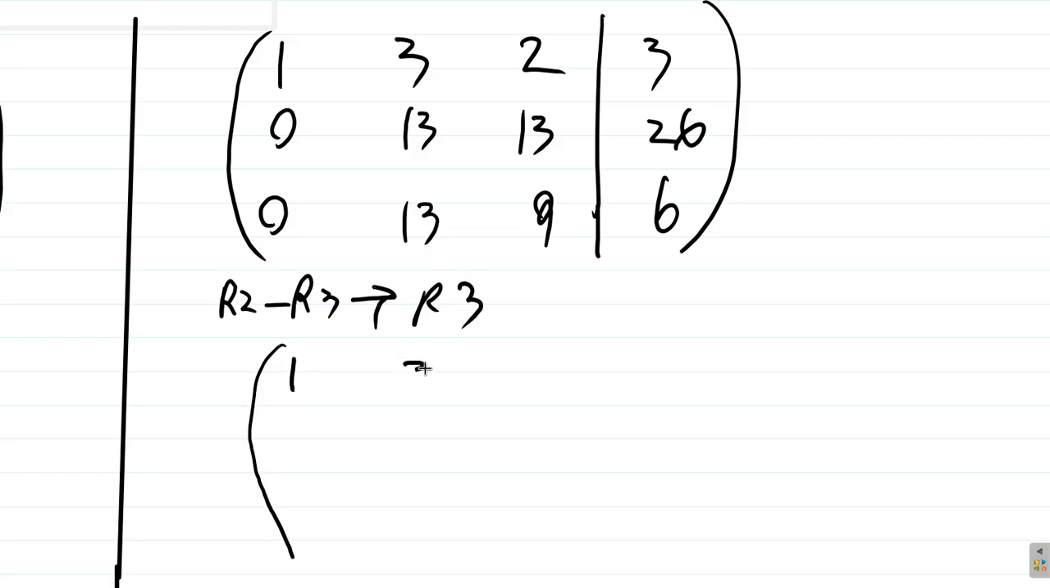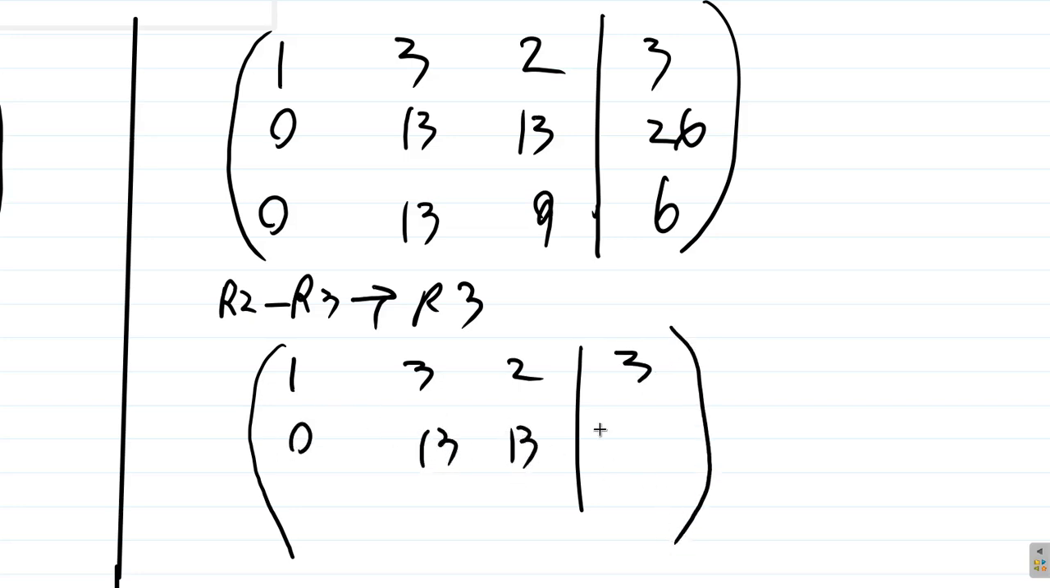So I have 1, 3, 2, 3 and 0, 13, 13, 26. Row 2 minus row 3. 0 minus 0 is 0. 13 minus 13 is 0. 13 minus 9 is what? 9, 10, 11, 12, 13. That's 4. 26 minus 6 is 20. Alright. Good.